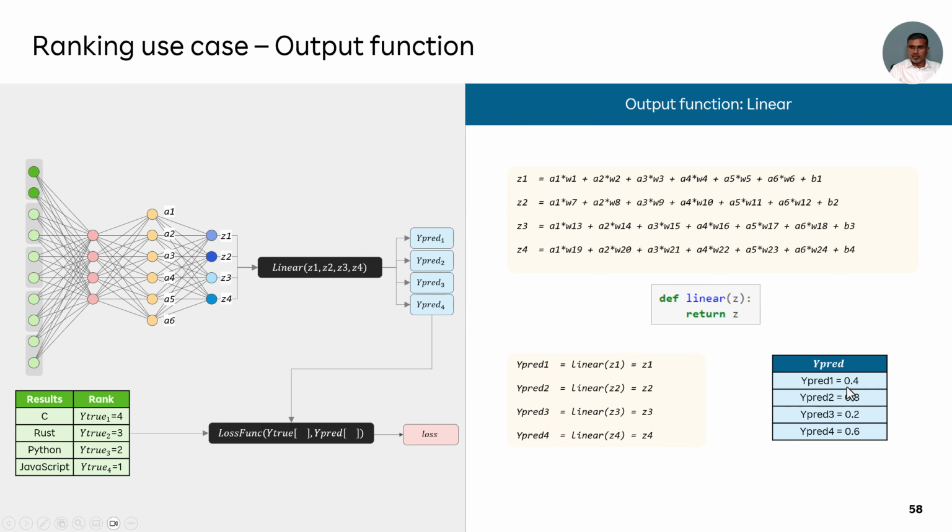So here ypred1 is 0.4, 0.8 is ypred2, 0.2 is ypred3, and 0.6 is ypred4. What should it have been? It should have been 4, 3, 2, 1, whereas our neural network, while in its training phase, is predicting 0.4, 0.8, 0.2, and 0.6, which is fine. But we now need to take these two, the ground truth value y truth and predicted value y pred, pass it through a loss function, and then compute the loss.